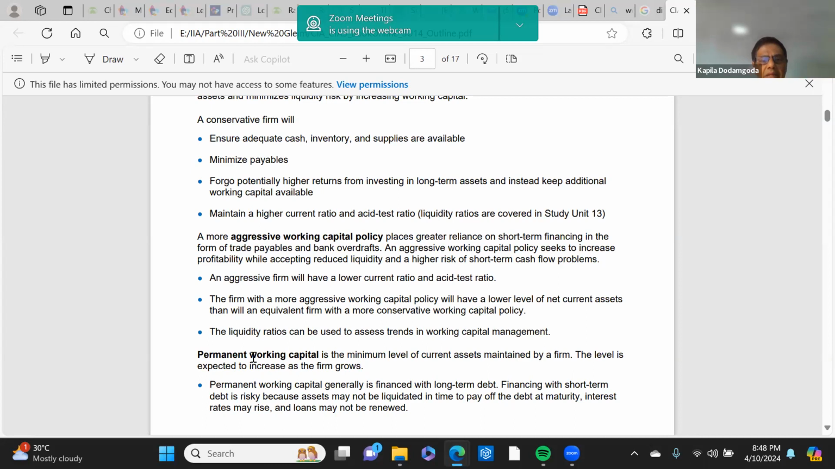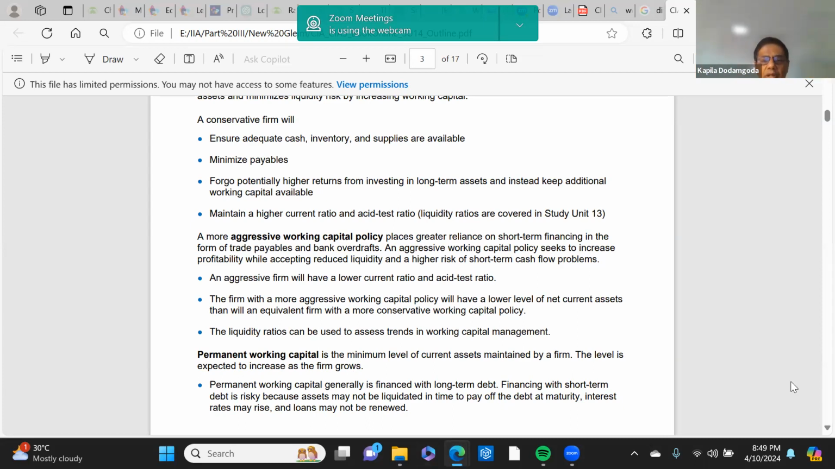Permanent working capital is the minimum level of current assets maintained by a firm. The level is expected to increase when the firm grows. So basically, permanent working capital depends on the way the company is going to manage. The minimum level of current assets to be maintained is your permanent working capital, right? Of course, when the company keeps on growing, your permanent working capital may keep on increasing. Obviously, the minimum amount of working capital keeps on increasing.